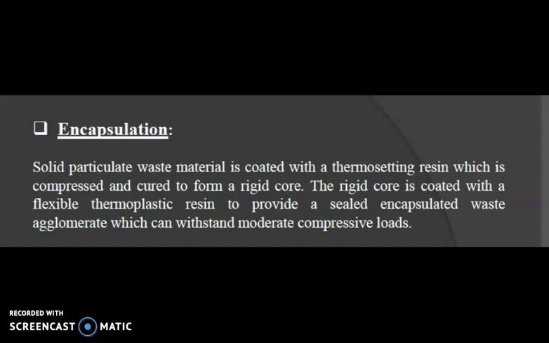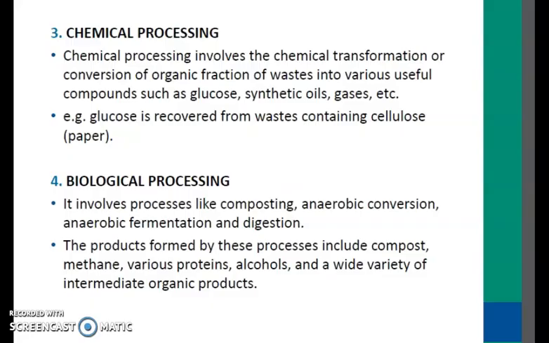Next one is chemical processing, which involves a chemical transformation or conversion of the organic fraction of waste into various useful compounds such as glucose, synthetic oils, gases. For example, glucose is recovered from waste containing cellulose from paper waste.